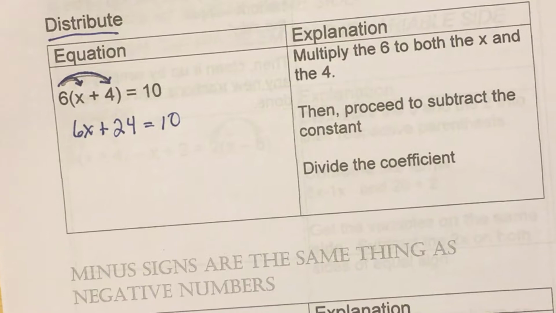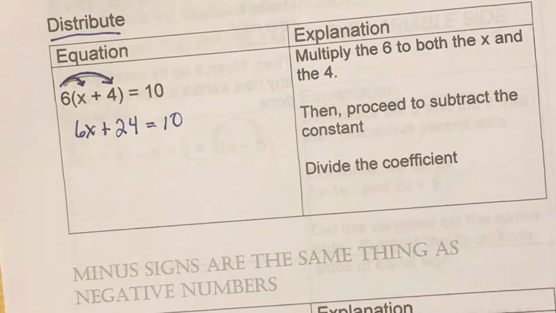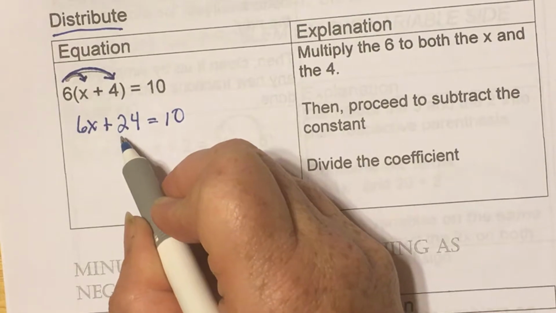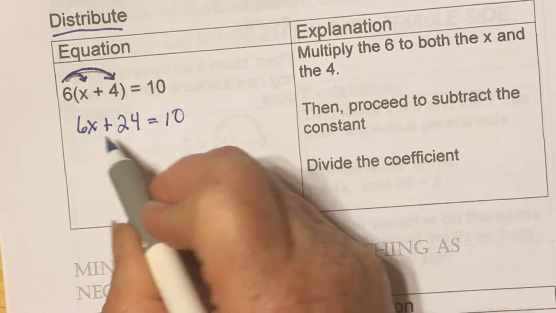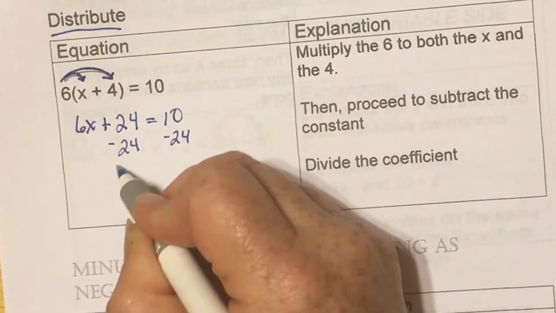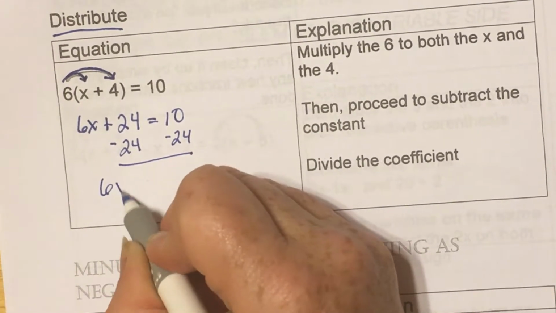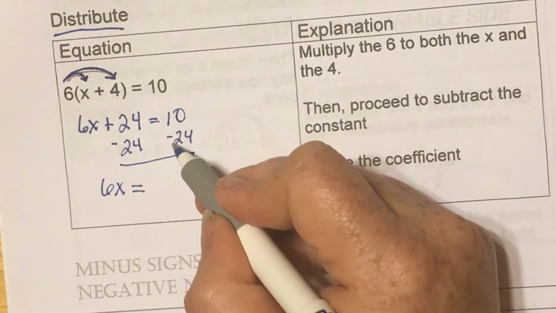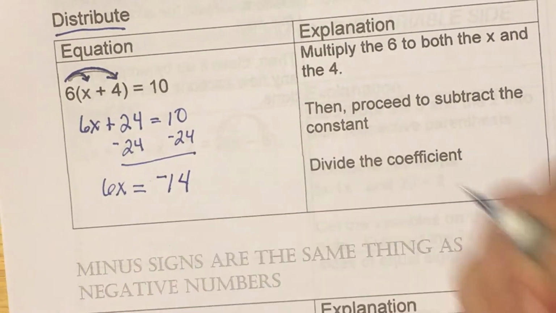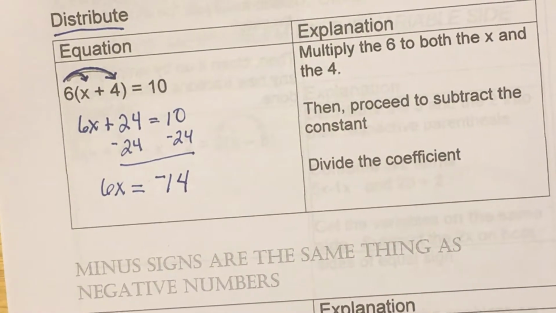Once you distribute, you get to proceed to subtract the constant. So the constant, remember, is the one we're getting rid of that's on the same side as the variable. The variable's on the left. So I'll subtract 24. Now I have 6x equals 10 minus 24. Well, that's negative 14. Okay?